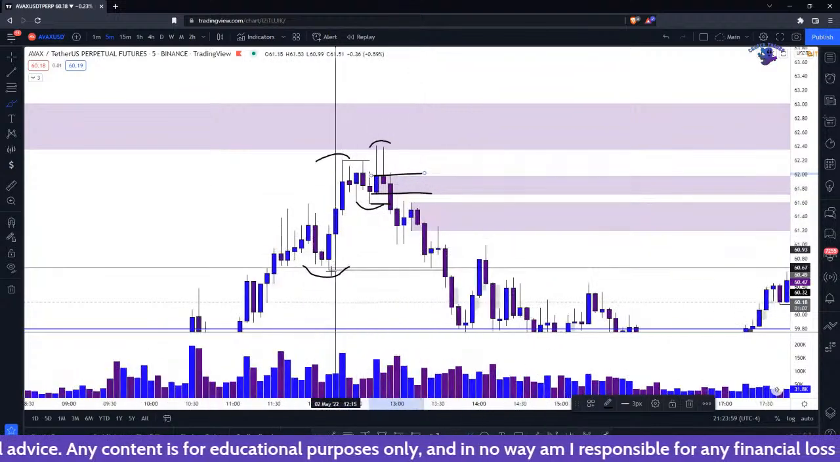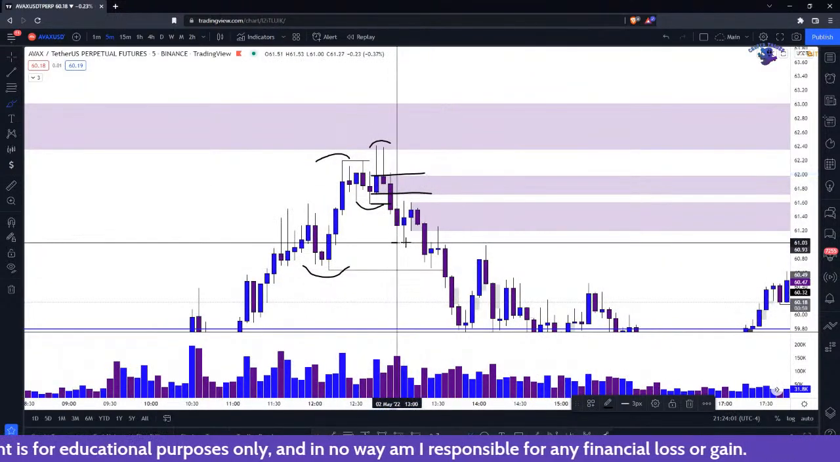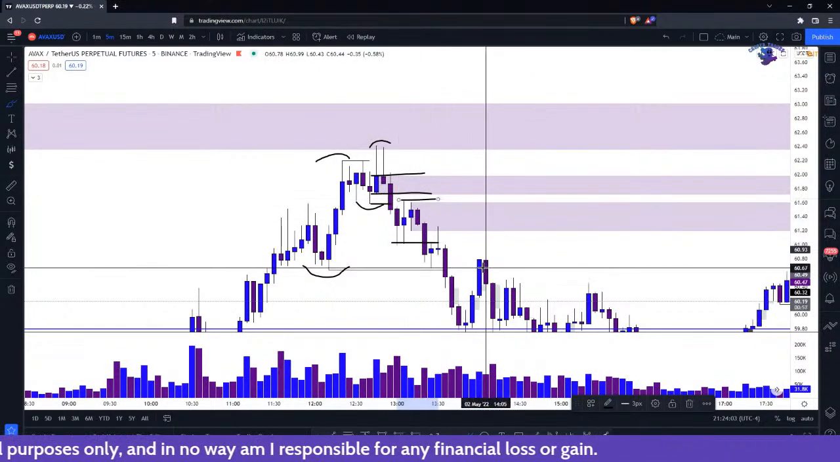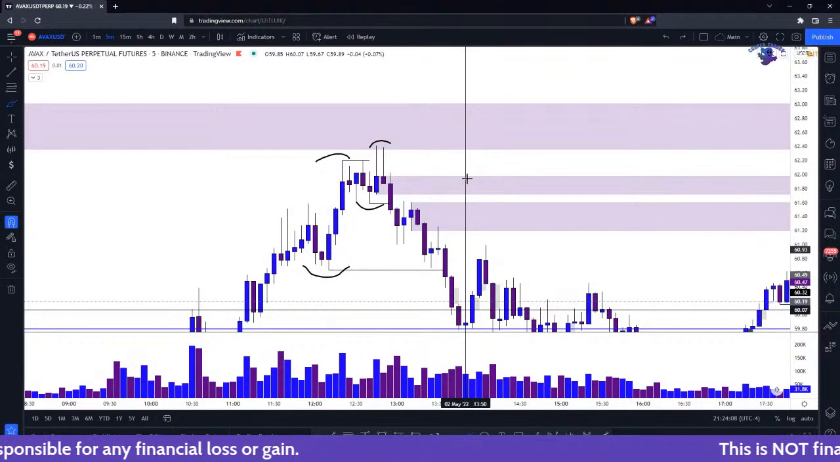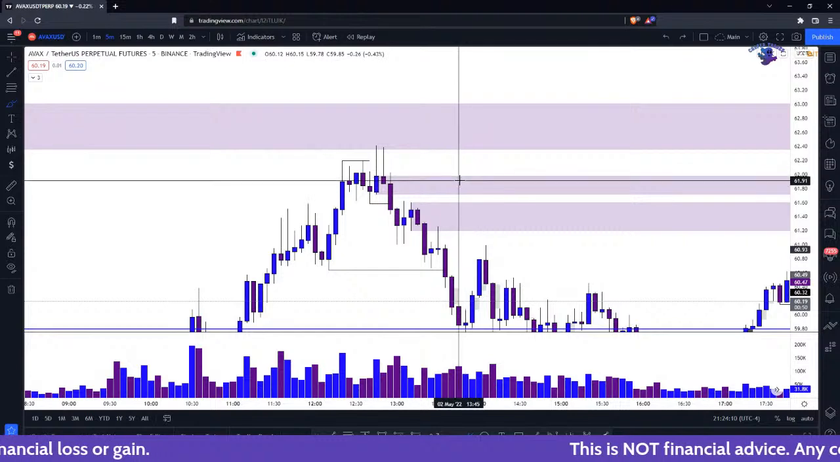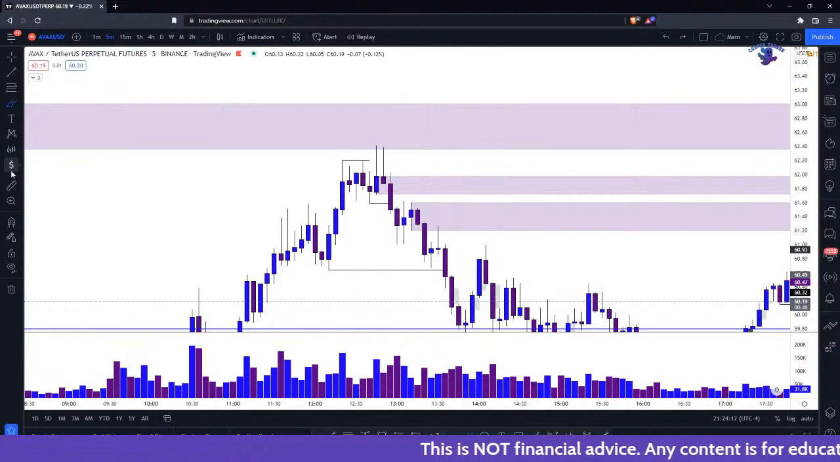Now, if we zoom out on the 15-minute, the change of character happened down here. And this really was your supply and demand zone. Or sorry, not supply and demand. This was your supply zone down there. But in order to play change of character, you got to understand how to draw supply and demand zones.